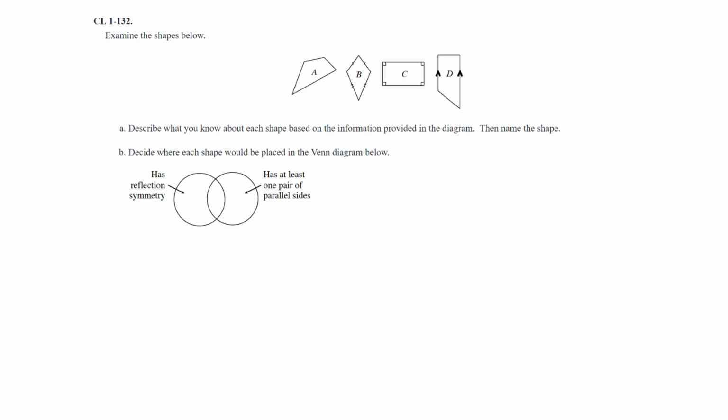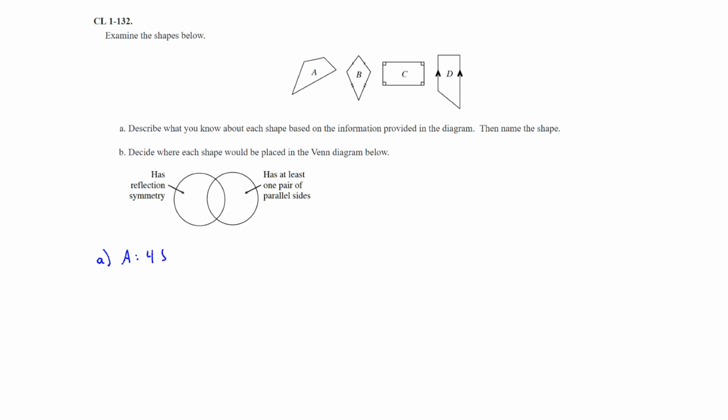Question 132. Examine the shapes below. We have A, B, C, and D. Describe what you know about each shape based on the information provided in the diagram. Then name the shape. So part A and figure A. What do we know? We know it has 4 sides, doesn't really have any markings or anything, so this would just represent a generic quadrilateral.